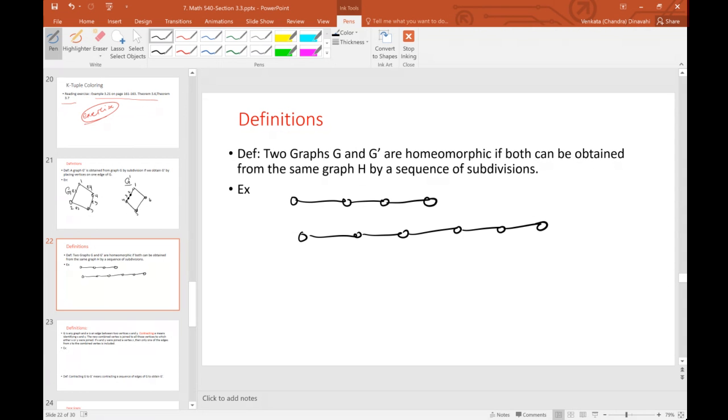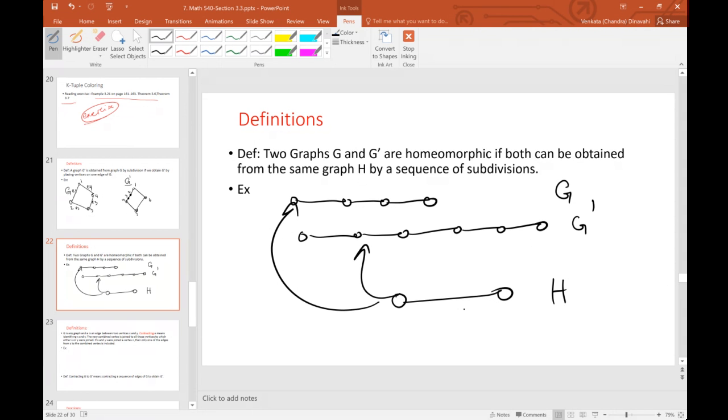You can get both of them. I'll call this G and I'll call this G prime. I can call both of these homeomorphic because I can get both of them from this graph H. I can get G from this by placing 2 vertices. I can get G prime by placing 4 vertices. So I can get both of them by keeping this as my starting point. So I'll call G and G prime homeomorphic to each other. That means they have the same parent in a sense. Okay, so we got two definitions: what is the meaning of subdividing a graph and what is the meaning of two graphs being homeomorphic?